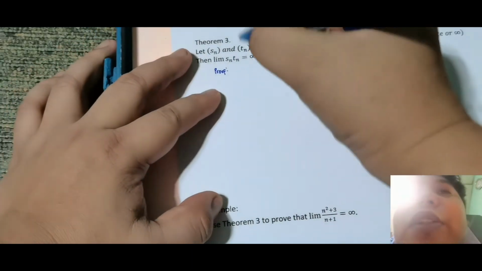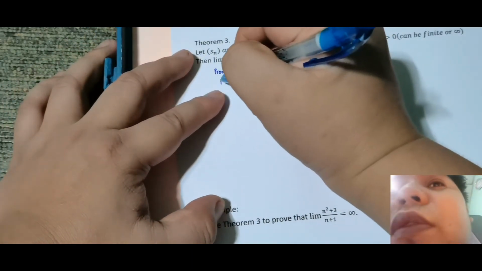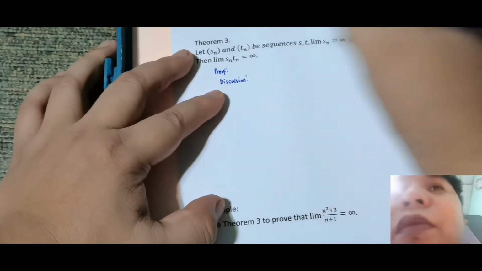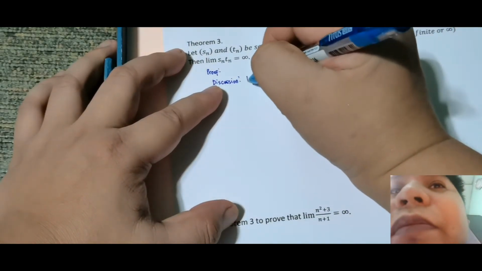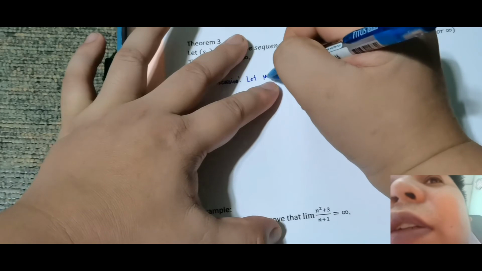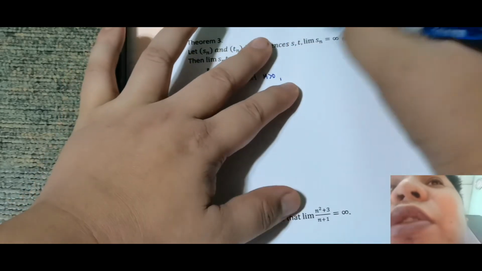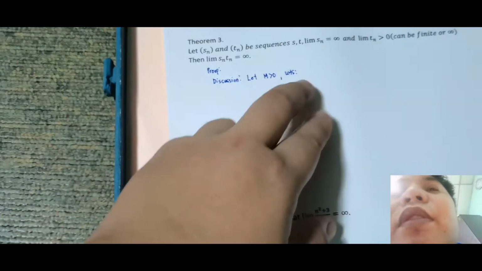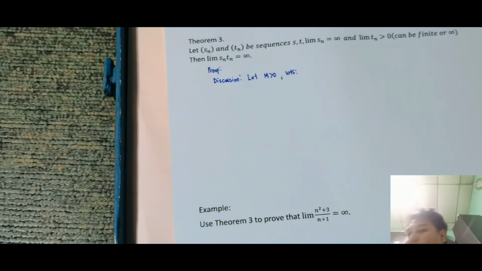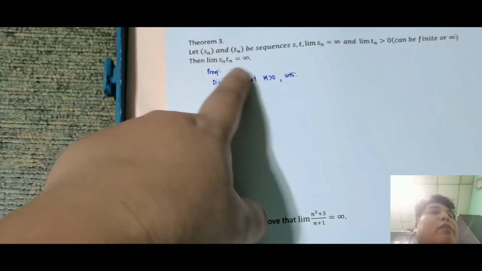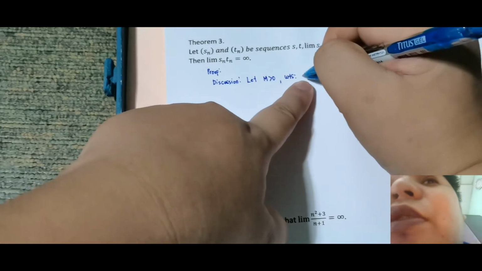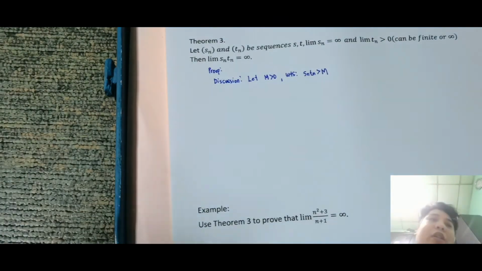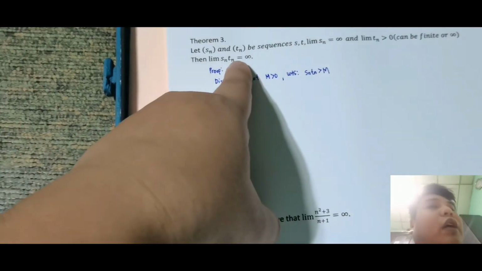Okay, so by the way, start tayo sa discussion. So, aware tayo na magle-let tayo ng m. Let m greater than 0. Then we need to show that the limit of s sub n t sub n is infinity. Para mag-exist yung limit ng s sub n t sub n is equal to infinity, dapat ganito mangyari. We need to show that s sub n t sub n is greater than m. So, hindi ko na sinunod yung iba. Ang goal ko kasi ito eh. Okay, yan yung concern ko.